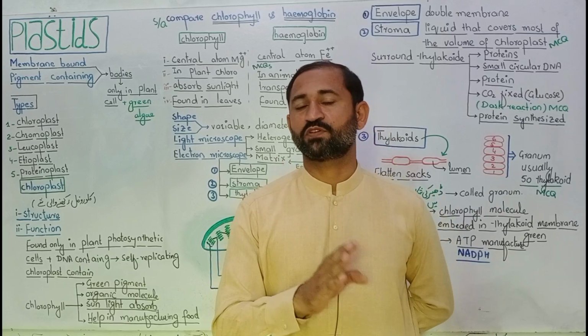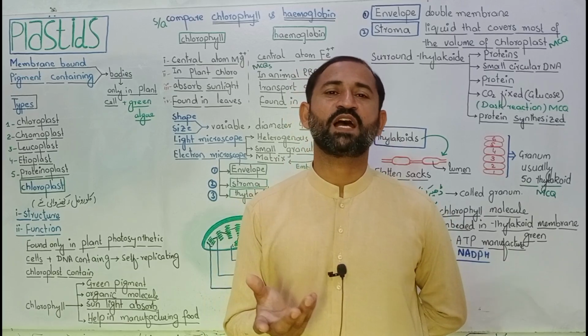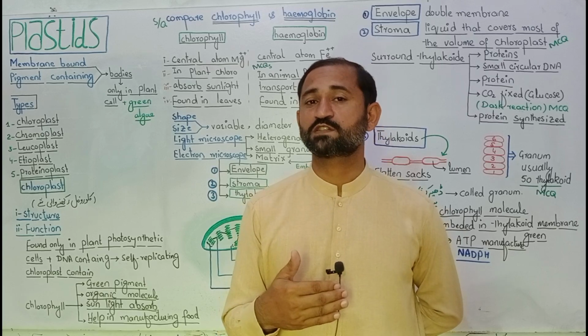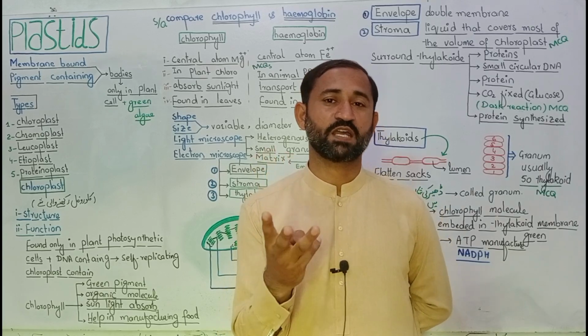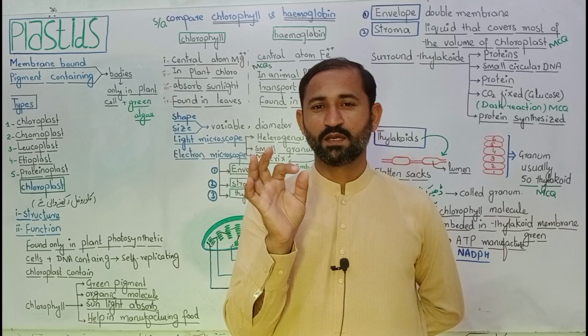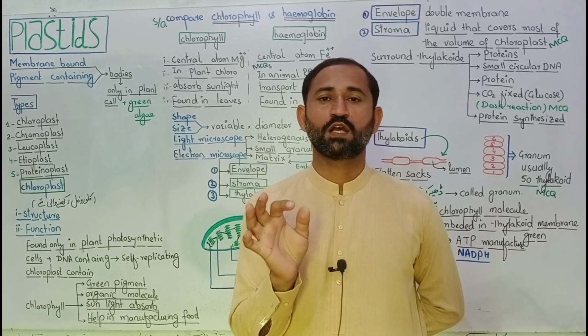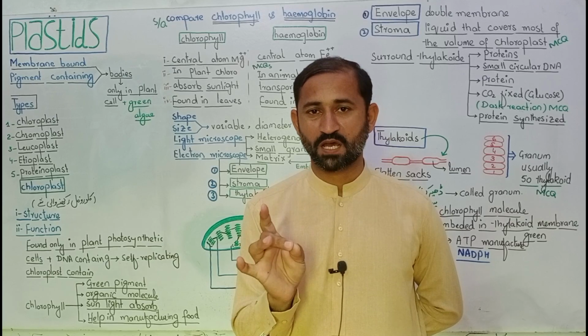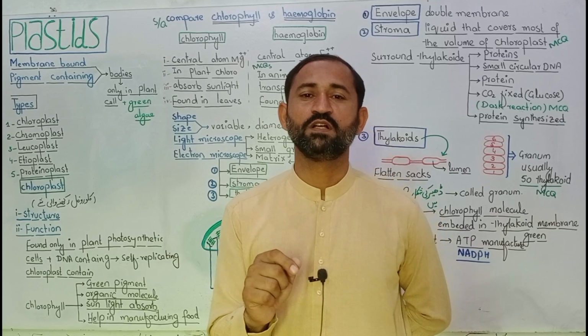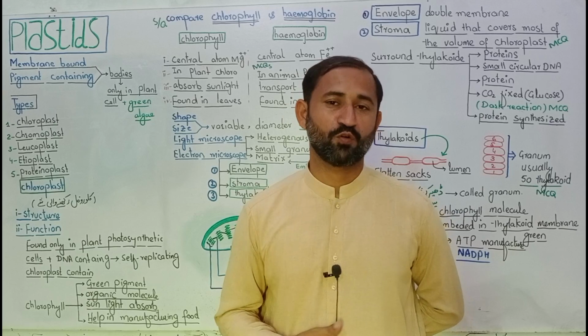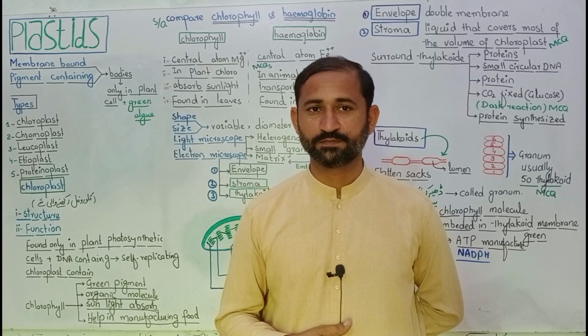And its types. There are many types of plastid, but in our syllabus we will discuss only three types: chloroplast, chromoplast and leucoplast. First we will discuss chloroplast. What is chloroplast?